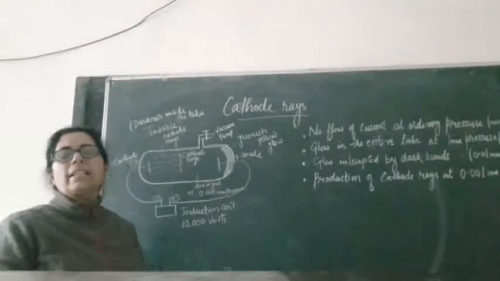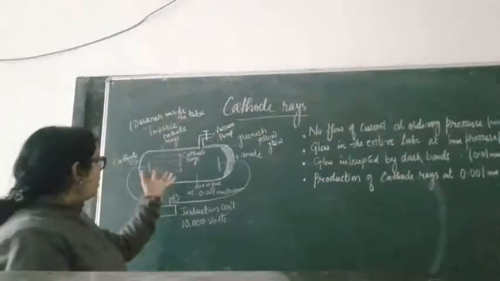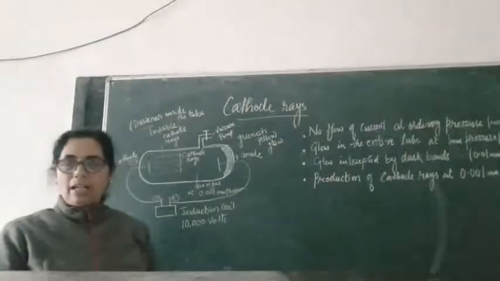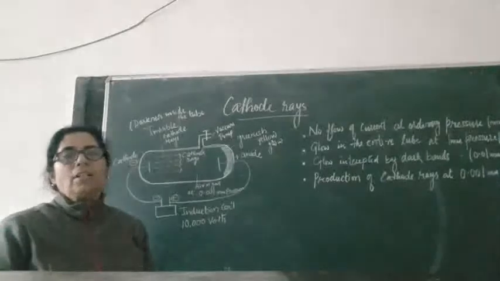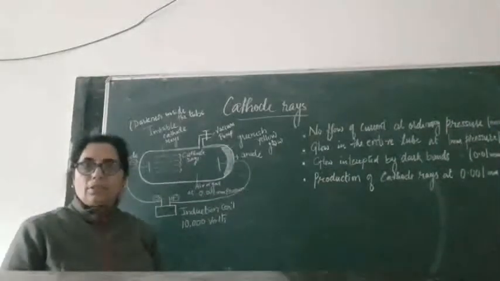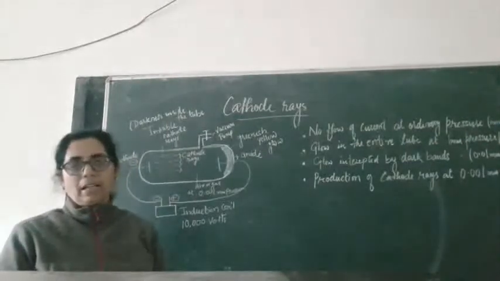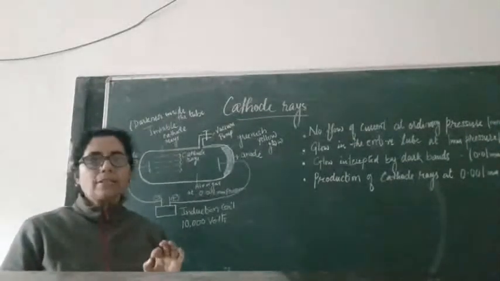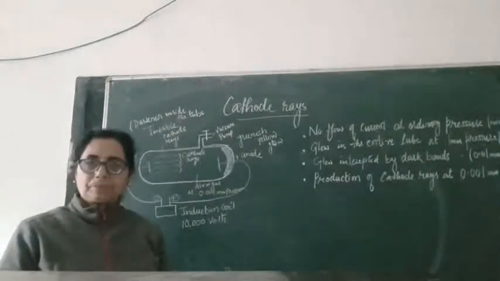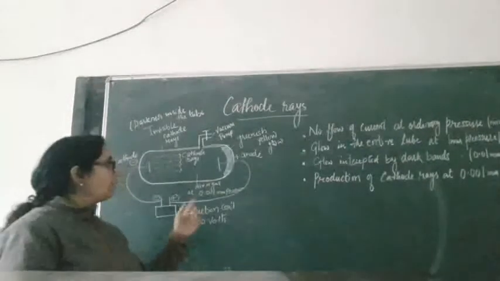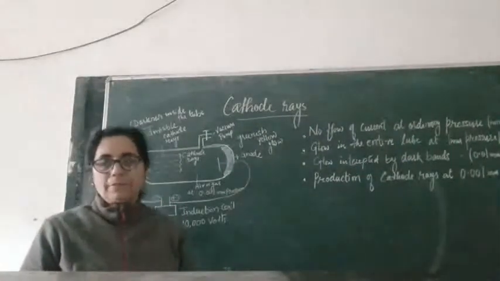From this they concluded that there must be some invisible rays coming out from the cathode, which is negatively charged, and moving towards the anode. They concluded that these particles must be electrons, having a negative charge. Along with this, some other properties of cathode rays, or electrons, were studied.